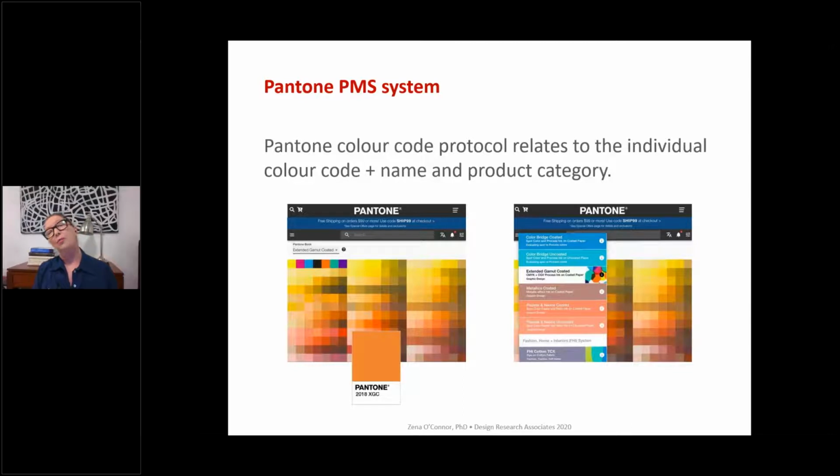The Pantone Colour Code Protocol relates to the individual colour code plus name and then the product category. So each colour name, like Pantone 2018 XGC, the XGC relates to the actual product category, while the 2018 relates to the colour code for that particular colour.